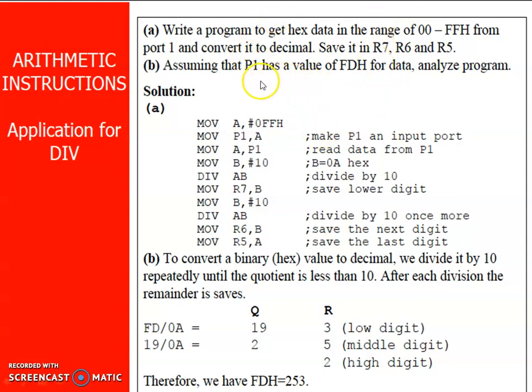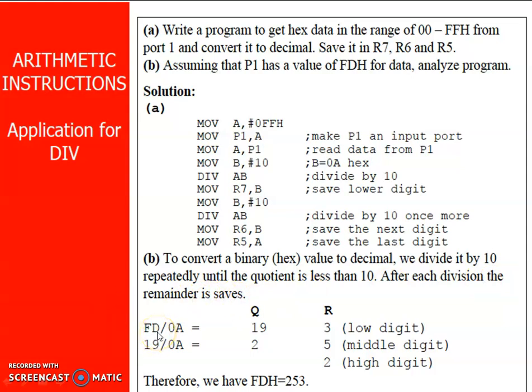So the second part of the program is: assuming that P1 has a value of FDH for data, analyze the program. Okay. So whatever is done in the first program, in the second program it is being analyzed with an example. So the concept here is to convert a binary or a hex value into decimal. We have to divide it by 10 repeatedly until the quotient is less than 10. So after each division, the remainder has to be saved. So let us see this example directly.